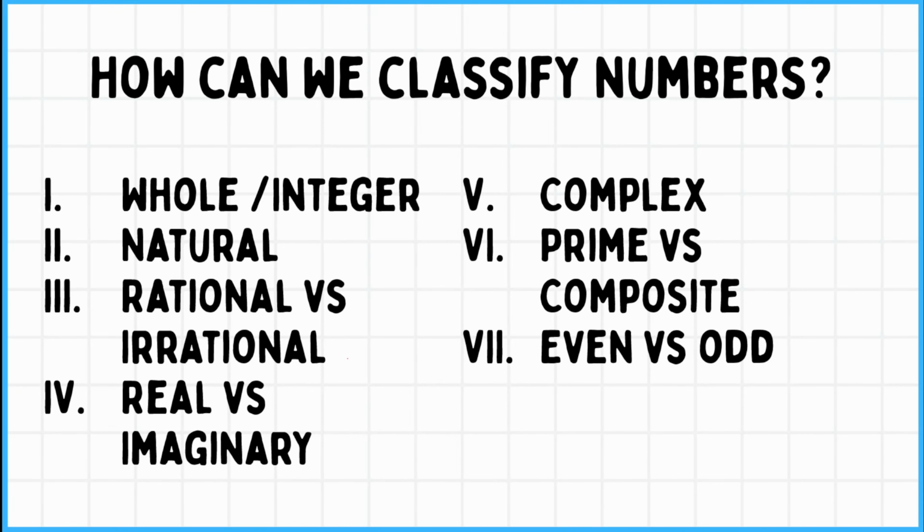As you might already know, there are so many different ways that we can classify numbers, and understanding these different labels and when to use them and how to classify numbers is one of the most important skills that we can have when we're starting off in math. So today we're going to be going over the different categories that you see below, including whole numbers, integers, natural numbers, rational versus irrational numbers, real versus imaginary numbers, complex numbers, prime versus composite numbers, and even and odd.